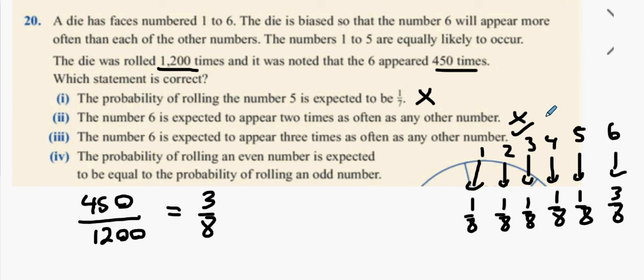True. The probability of rolling an even number is expected to be equal to the probability of rolling an odd number. What's the probability of an even number? 2, 4, and 6, which is 5 out of 8. Probability of rolling an odd number? 1, 3, and 5. Are they equal to each other? No. The only one that's correct is that one there.